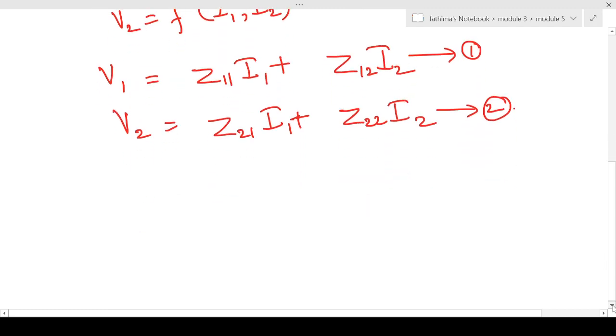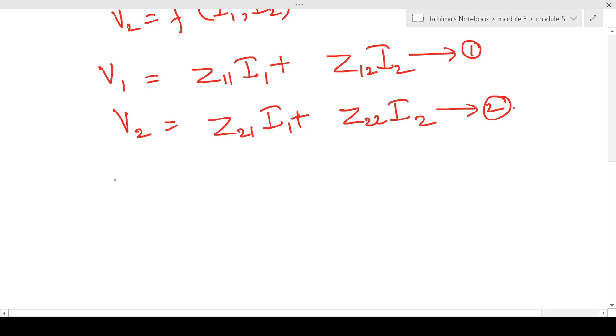And we have written the parameters as Z11, Z12, Z21, Z22, etc. because upon calculation we will see that these are all impedances. So this impedance can be represented by the letter Z. So we are representing it as Z11, Z12, etc. And the unit will be ohms.